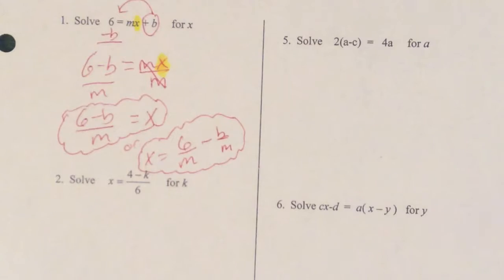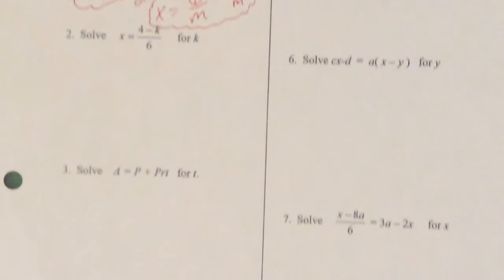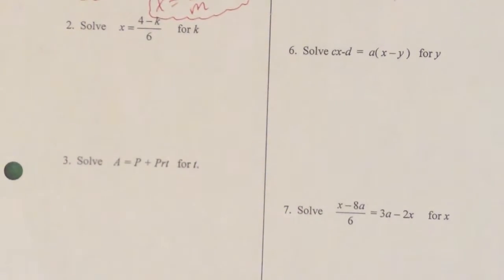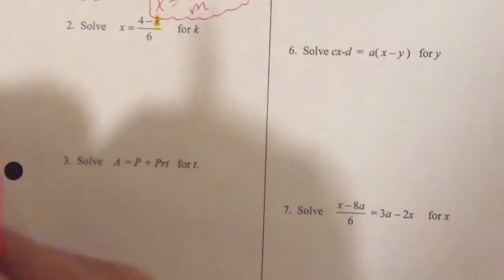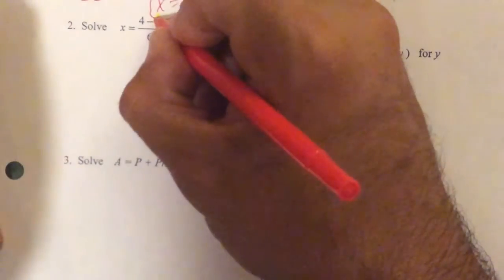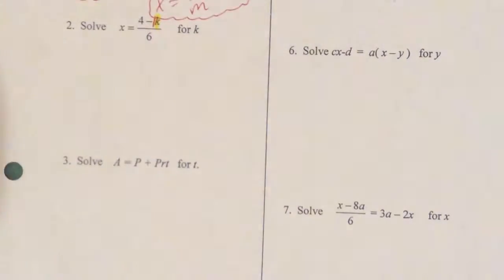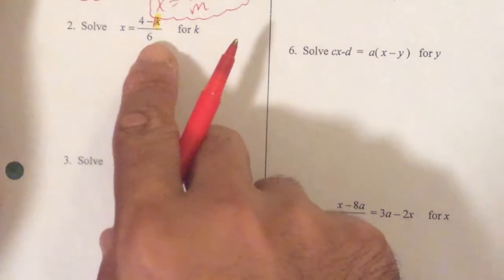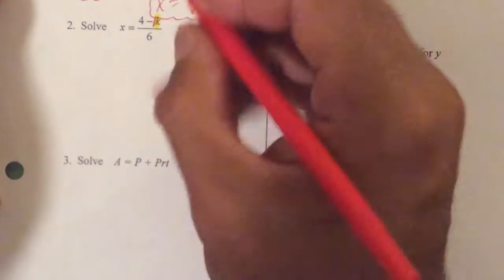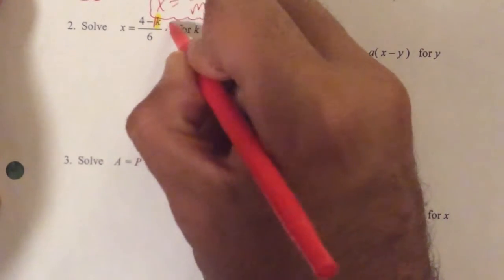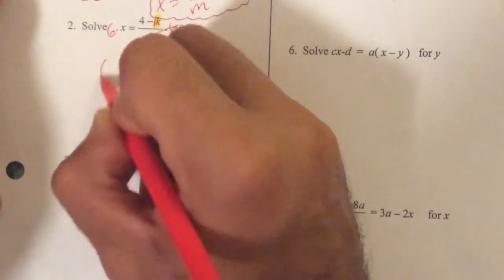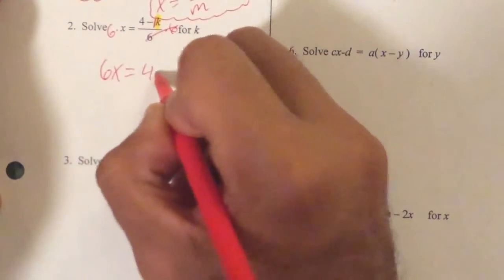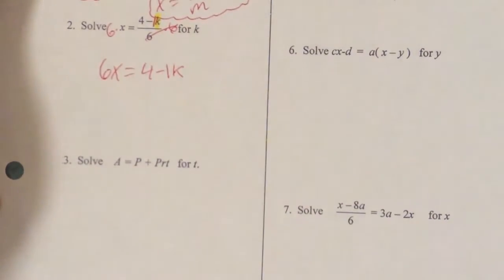Now, let's move on to number 2. For this one, they're asking me to solve for k. Okay? Now, first thing I'm going to do is put a 1 in front of the k, because remember, if there's no number in front of a variable, it's implied to be a 1. Now, first thing I need to do is get rid of the divide by 6. The opposite of divide by 6 is multiply by 6. So that means I'm left with 6x equals 4 minus 1k.